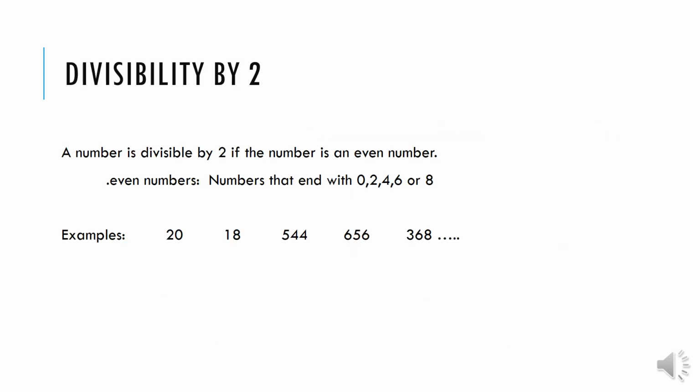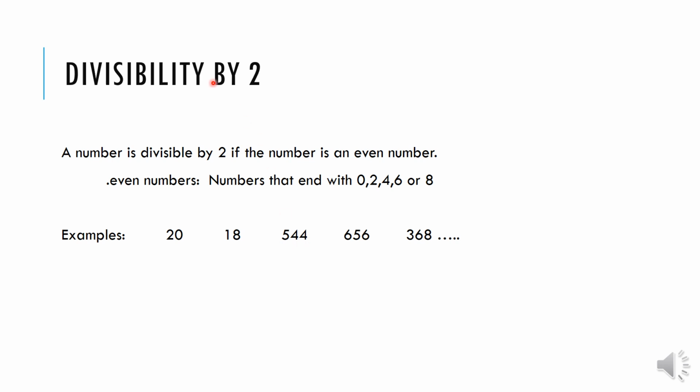Divisibility by 2. A number is divisible by 2 if the number is an even number. What are even numbers? Numbers that end with 0, 2, 4, 6, or 8. So all even numbers are divisible by 2. For example, 20, it ends with a 0, so it's divisible by 2. 18, it ends with an 8, so it's divisible by 2, since 18 is an even number. 544 is an even number, since it ends with a 4, so it's divisible by 2.